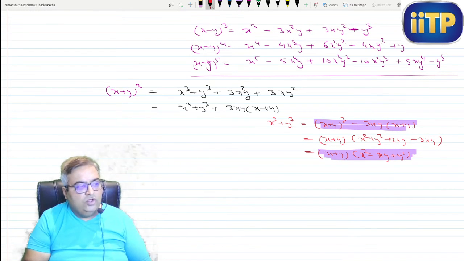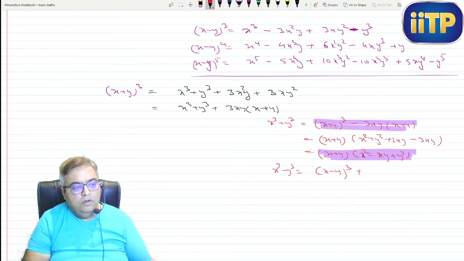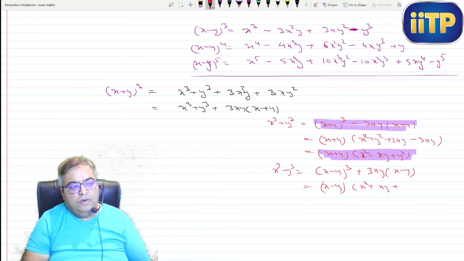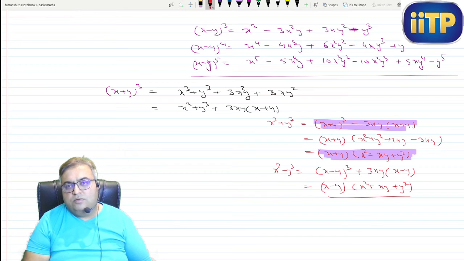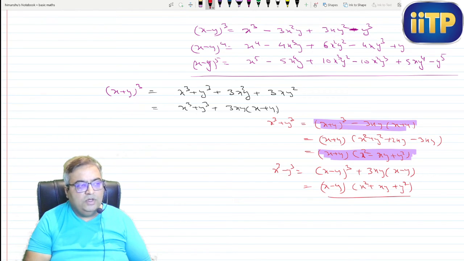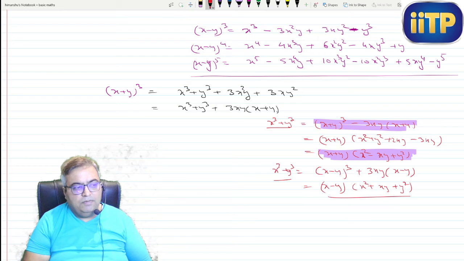Similarly, for x cube minus y cube, you replace y by minus y. So it will be (x-y) whole cube plus 3xy into (x-y), and you can further simplify it as (x-y) into (x square plus xy plus y square). Now remember, in case of x cube minus y cube, here it comes plus, and in case of x cube plus y cube, here it comes minus. Okay, so this is one manipulation that can also be utilized.